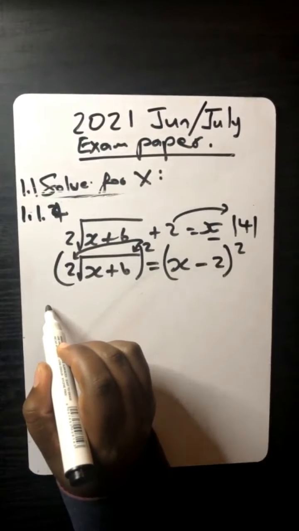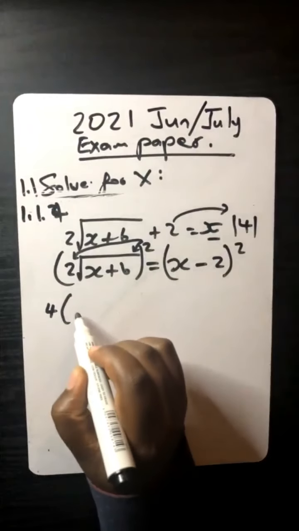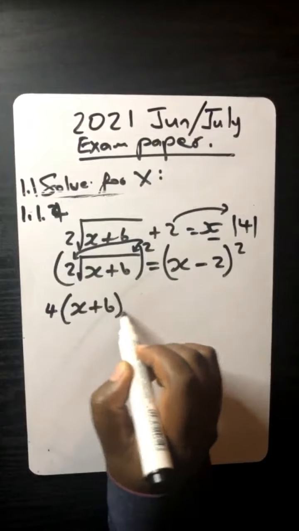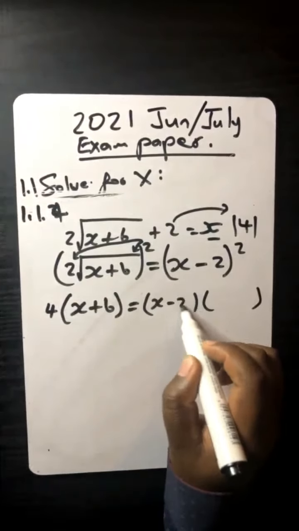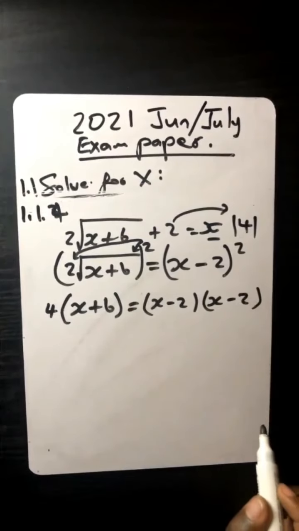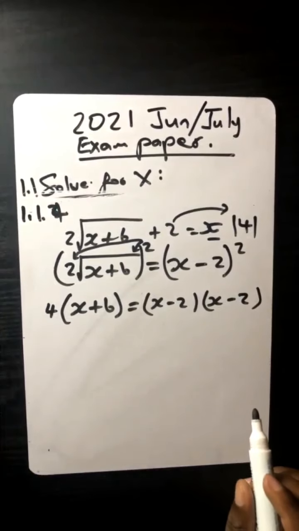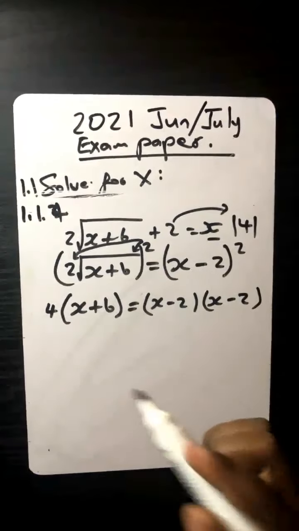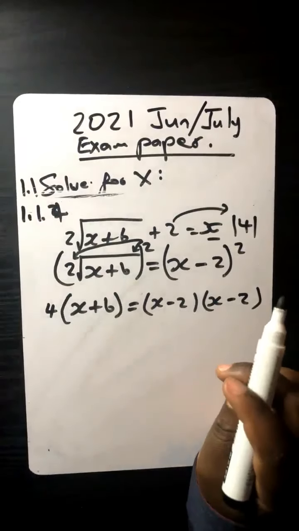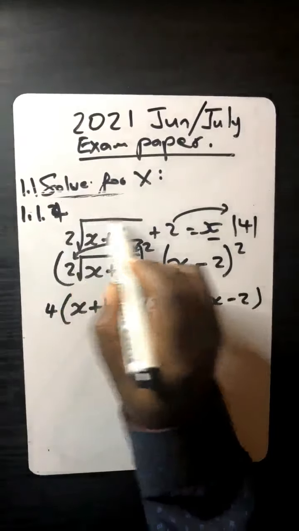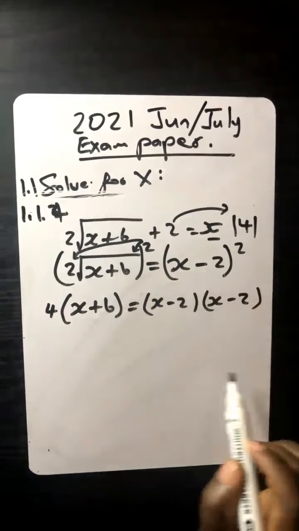So that means you are going to have 4 because it's 2 squared. Then inside the brackets you have x plus 6, which equals x minus 2, times x minus 2. So I can just leave it up to that point because I assume you've got an idea. Or maybe let me just take it halfway. Obviously you need to remove the brackets, but most importantly, just know that when you're dealing with square roots, you need to remove the square root, and this is how you remove a square root.